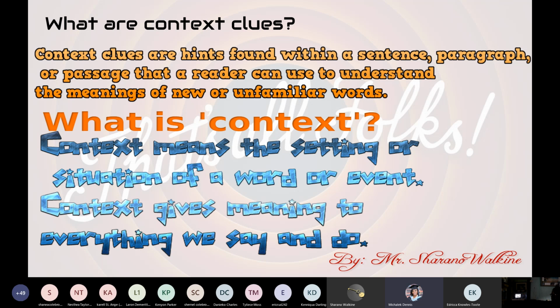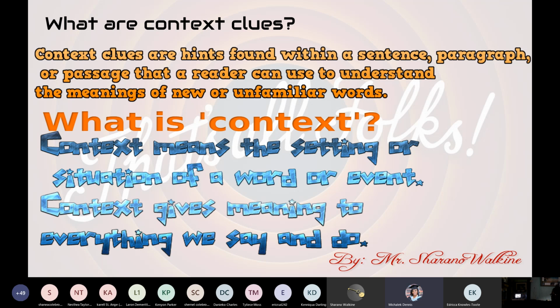Now, we already know what context clues mean. What types of context clues did we go through today? What context clues did we learn today in class? Contrast clue, very good. Example. Comparison and contrast. Okay. Synonym and restatement. Good job. Antonym, good. All right, compare and contrast, synonym, restatement. Good, you guys, that's right. Good job, students.